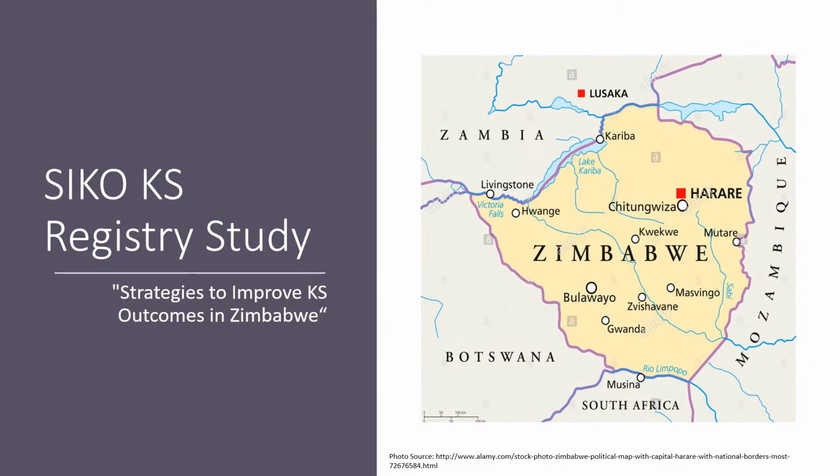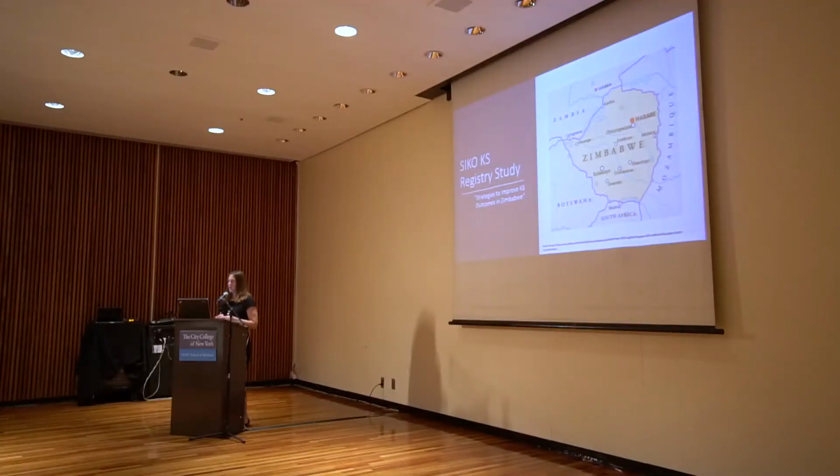SICO is the Strategies to Improve KS Outcomes in Zimbabwe. This study was originally developed as an intervention for healthcare providers in 8 different hospitals, 4 rural, 3 urban, and 1 peri-urban hospital. The interventions were meant to help healthcare providers better identify KS, and also how to integrate care into those patients, just general care for the KS specifically.